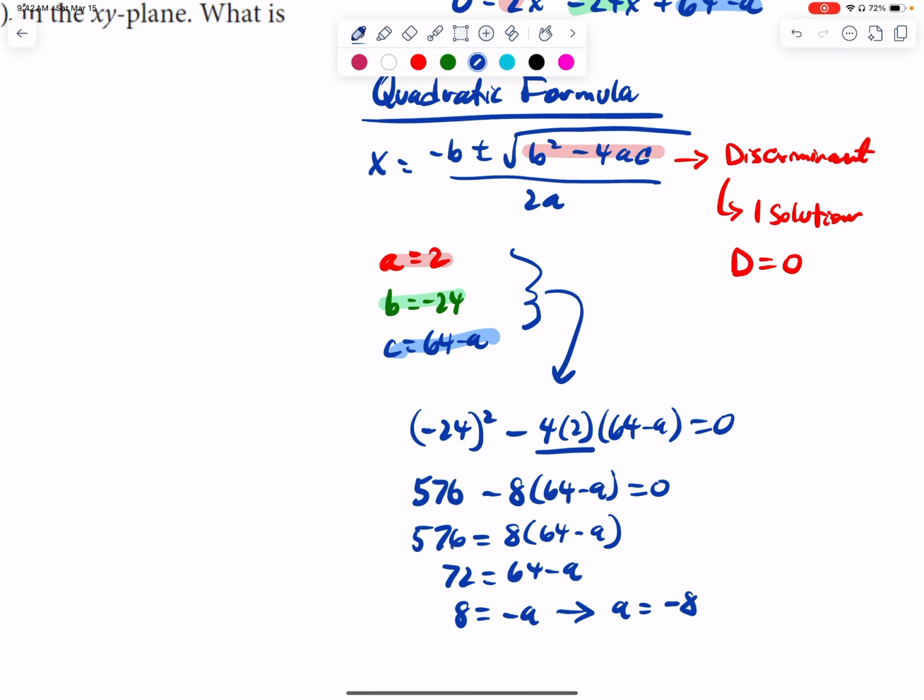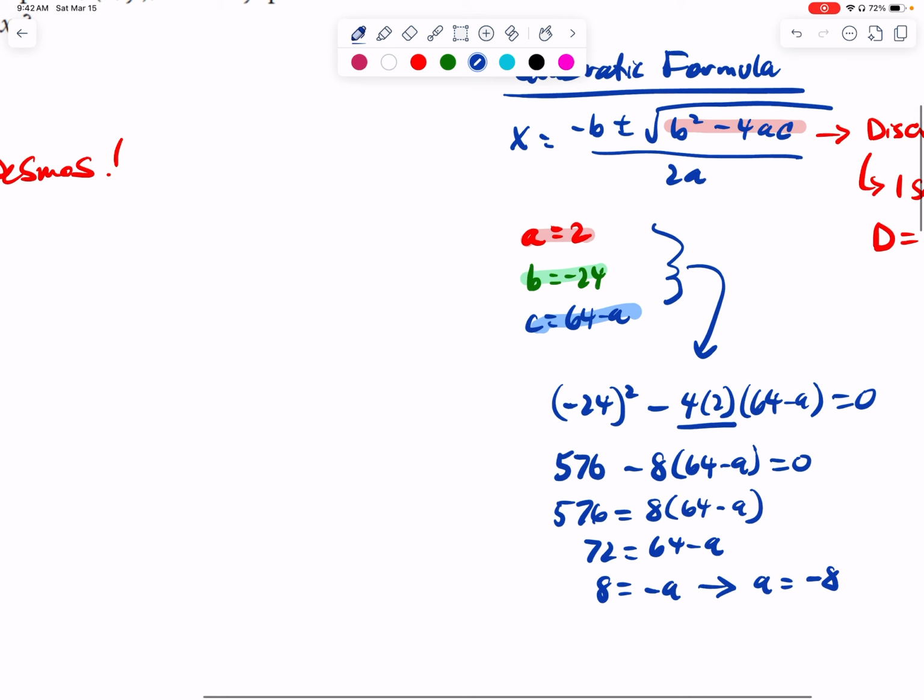We probably didn't even have to do that since we didn't need to know the value of a. It's understanding this: if this thing has one solution, your square root is gone, it's 0. So the only thing that we would need to do is take negative b over 2 times the a value, and I would have my x.